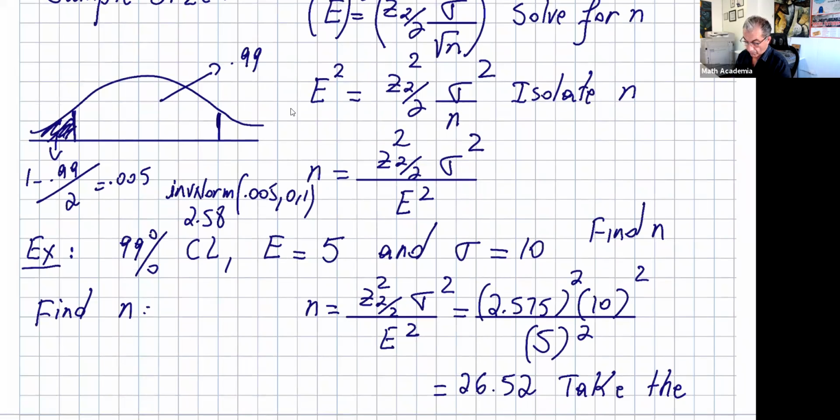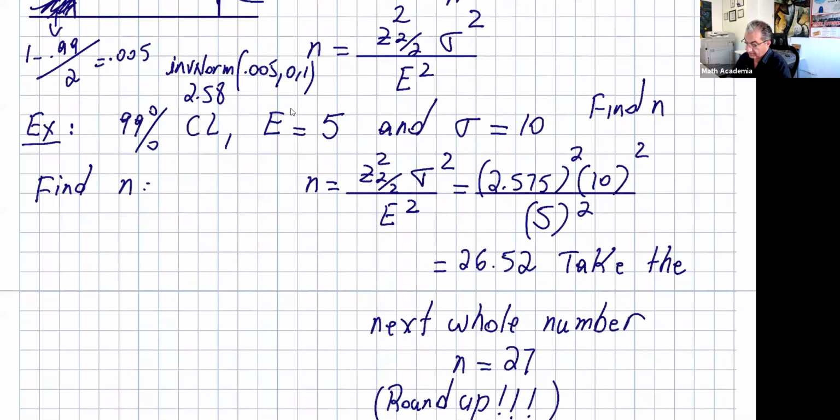And I did do an example here. 99% confidence level, E is given to be 5 and sigma is given to be 10. It says find n. 99% again, we know is 2.58 if you use your calculator. But remember, I said in the last lecture, this is a common z value and they usually use 2.575. So you substitute, standard deviation 10 is given and E is given to be 5. It's not 5%, so just leave it as 5. If you do that, you get 26.52.